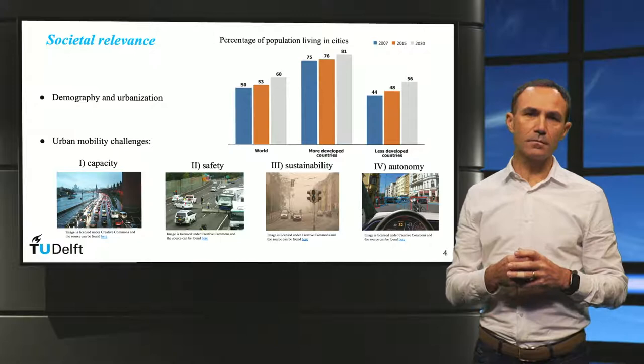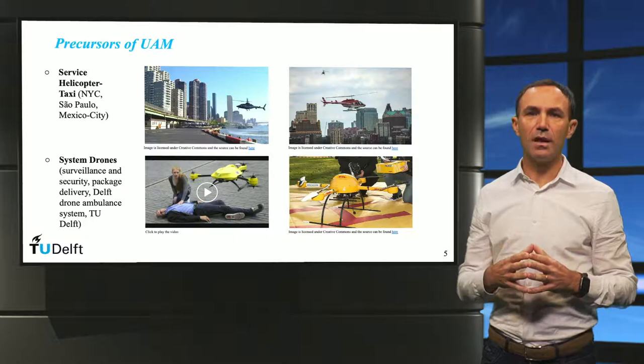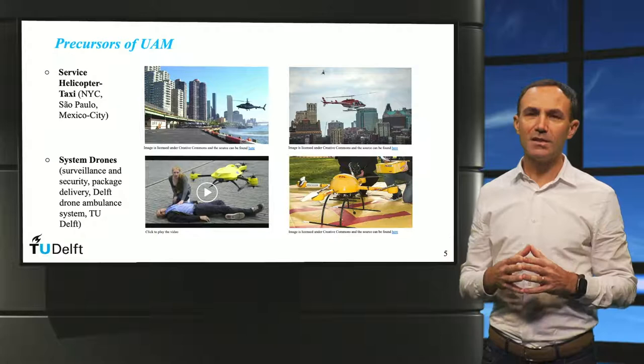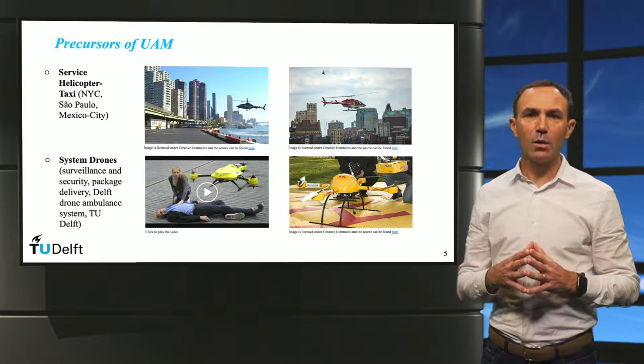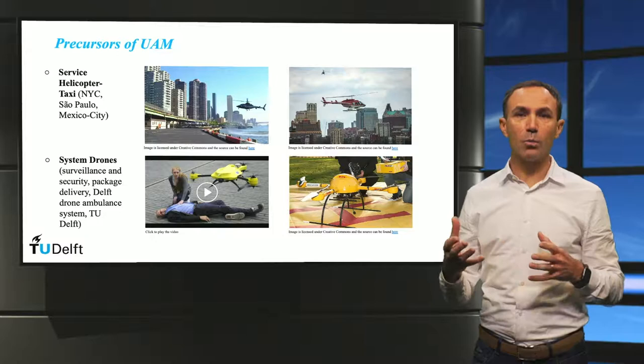The use of airspace above densely populated areas is already routinely taken up by helicopters. Emergency services like ambulance and police intervention make use of helicopters in big metropolises like New York and Sao Paulo. In addition, the deployment of vehicles that fly electrically, yet unmanned, has begun with drone services for reconnaissance, package delivery, and recently Delft University of Technology has demonstrated the use of a drone ambulance to transport first aid equipment where an accident has occurred.